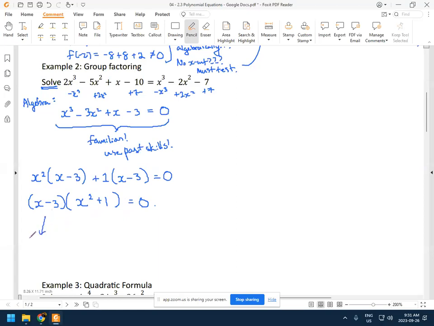So if x minus 3 was the 0, x must equal 3. If x squared plus 1 was the 0, then x squared would be a negative 1, which means x does not exist because you can't have the square root of negative 1. Should I write that a little bit better? If x squared equals negative 1, then x equals plus or minus the square root of negative 1, which does not exist. Maybe that's better.